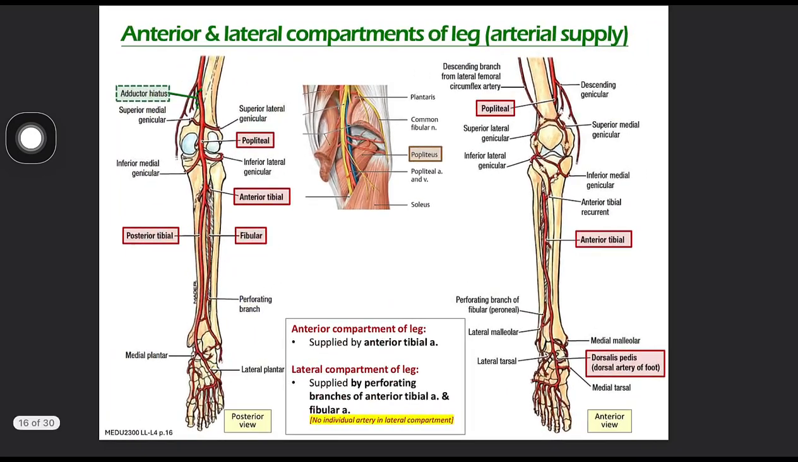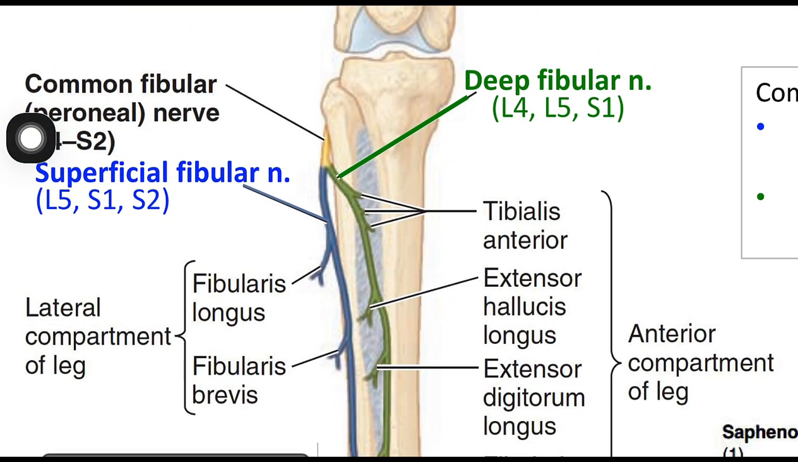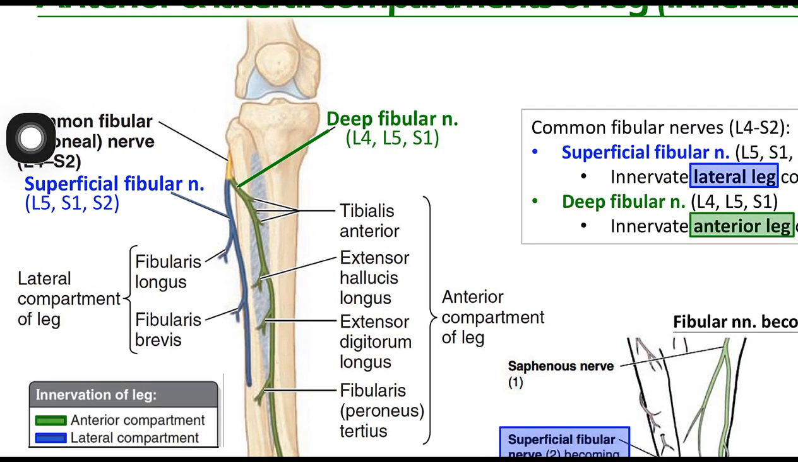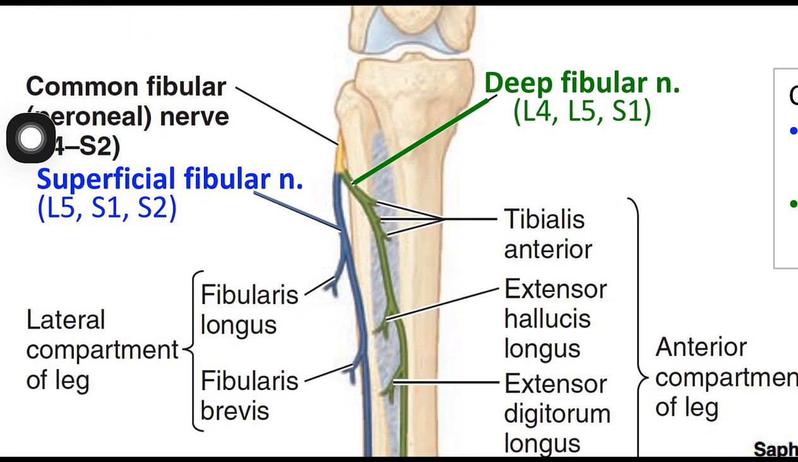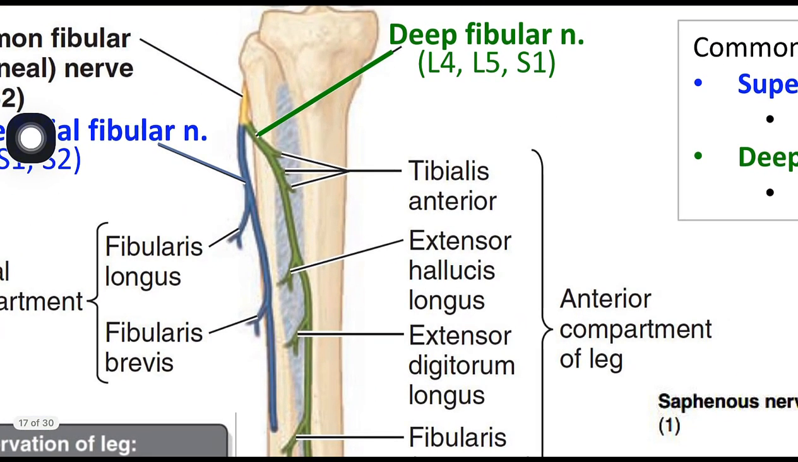Okay. So let's talk about the nerve. We have a nerve here called the common fibular nerve. I hope you have never hurt your common fibular nerve. Then we have one staying superficial, the superficial fibular nerve, that supplies the lateral compartment of the leg. And then we have one that will turn into the anterior compartment and become the deep fibular nerve.